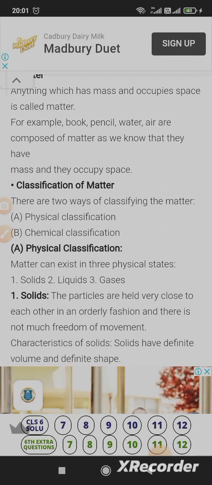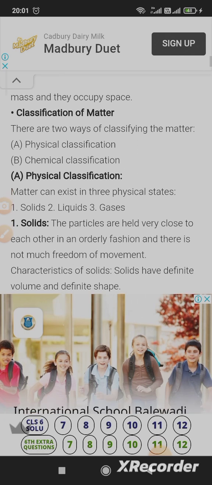Matter. Anything which has mass and occupies space is called matter. Example: book, pencil, water, air are composed of matter, as we know that they have mass and they occupy space. There are two ways of classifying matter: physical and chemical classification.